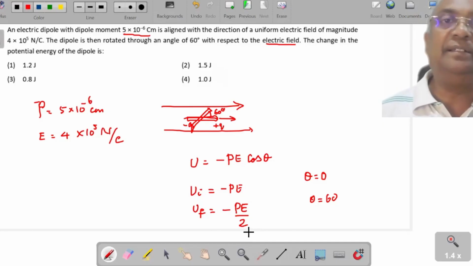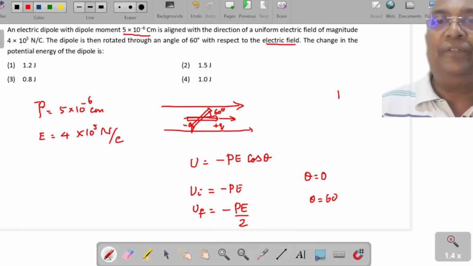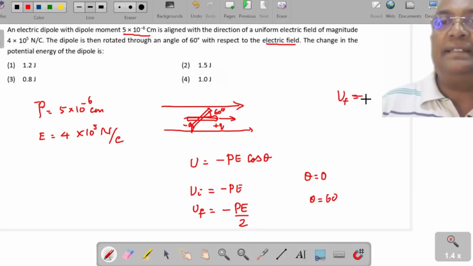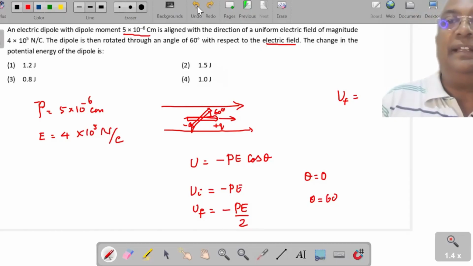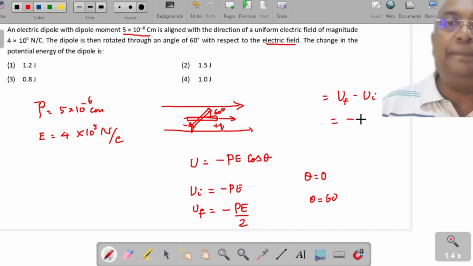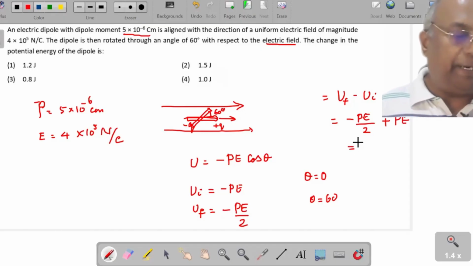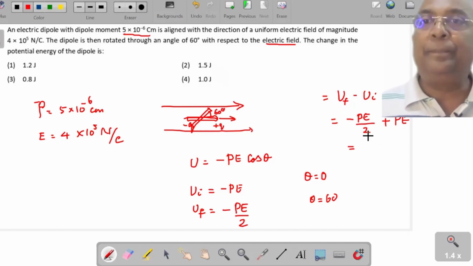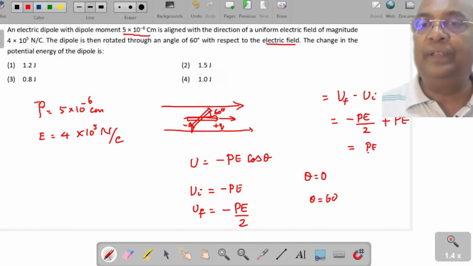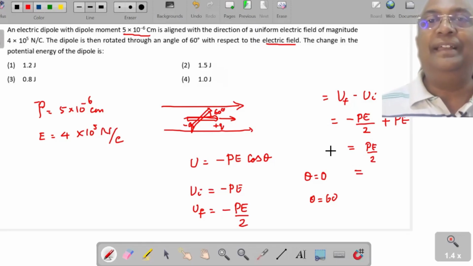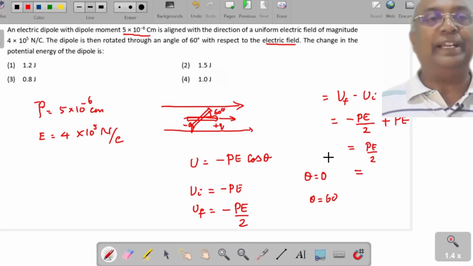So we should be very clear. What is the change in energy? Final minus initial is the change in energy. The final is minus PE by 2, and the initial is minus PE. Minus of minus gives plus PE, so it becomes PE by 2. So the answer is plus PE by 2. All the data are given. This is the change in potential energy of the dipole.